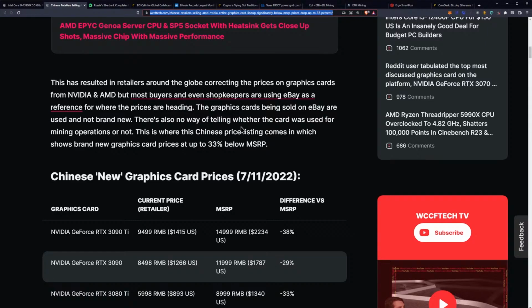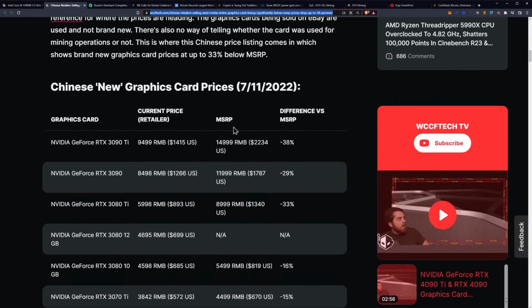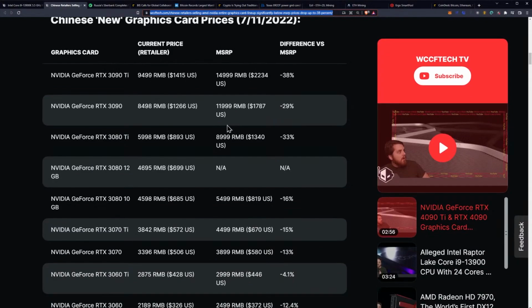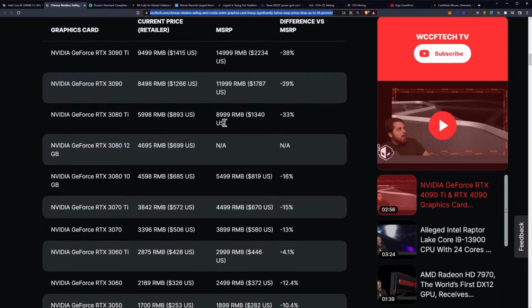There's also no way of telling whether the card was used for mining operations or not. This is where this Chinese price listing comes in, which shows brand new graphics cards prices at up to 33% below MSRP. The 3090 Ti is 38% below MSRP. The 3090 is 29% below MSRP. The 3080 Ti is 33% below MSRP.